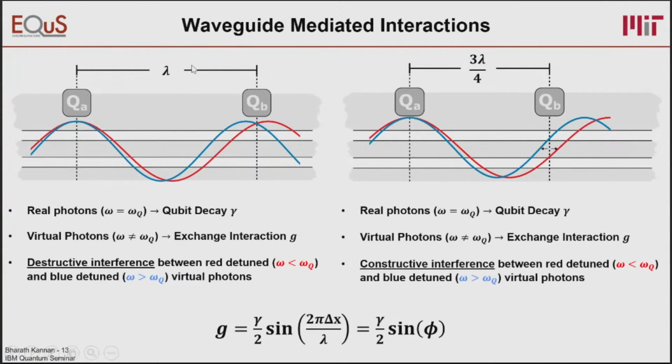And what you'll find is that indeed the net exchange interaction between the qubits does depend on the qubit separation, delta x, as we suspected. And in particular, it depends as the sine of that separation. And so if you simplify this, 2 pi delta x over lambda, where delta x is the spacing between the qubits and lambda is this wavelength, it essentially goes as the sine of the phase difference for photons between the qubits. And so this is basically how the waveguide can mediate interactions between the qubits, and in particular, how it does so in a way that depends on the spacing between the qubits along the transmission line.